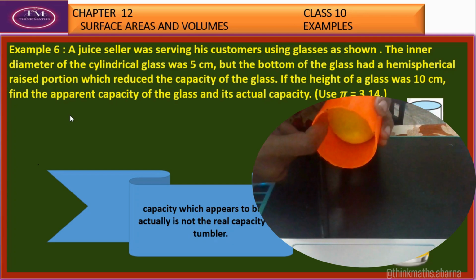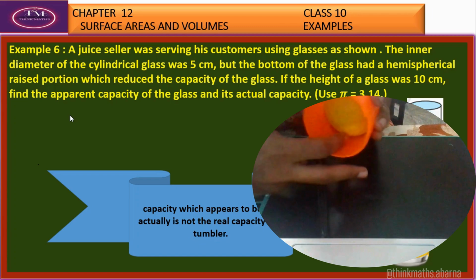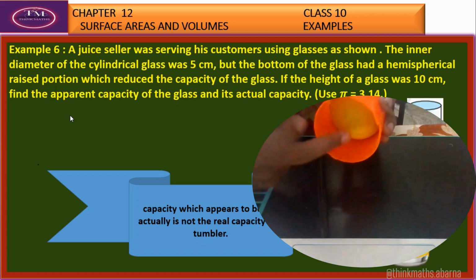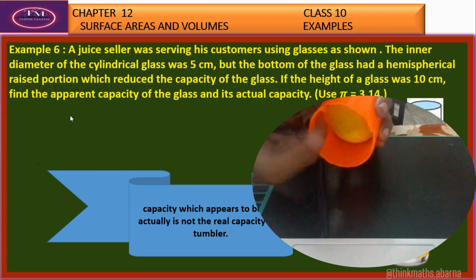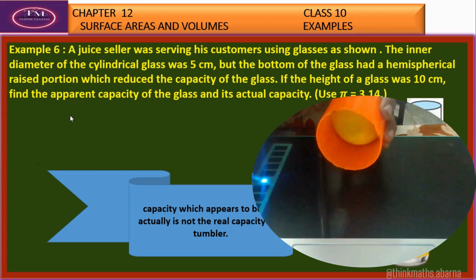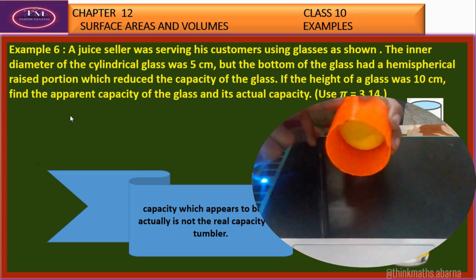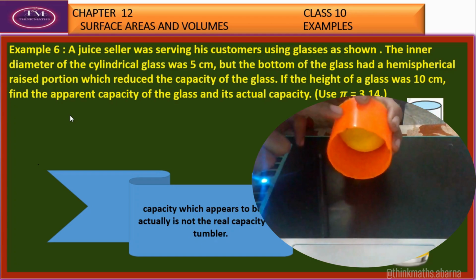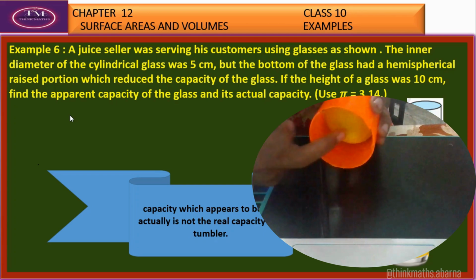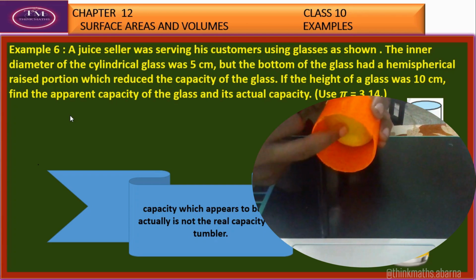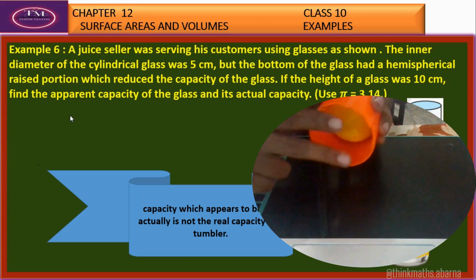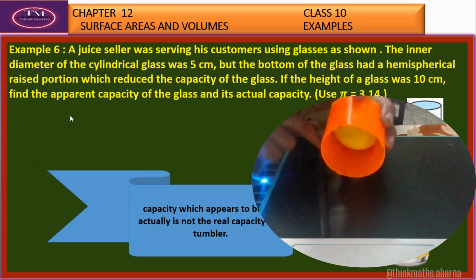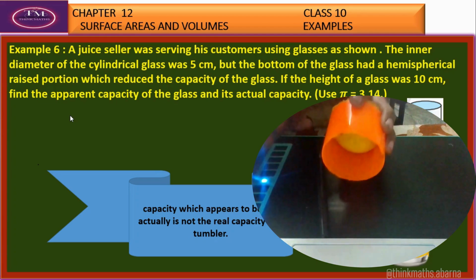So when you pour juice into it, there will be some reduction in juice. This space is occupied by the hemisphere, so the juice will not occupy this hemispherical space. So actual capacity will be, from the volume of the cylinder, we have to take out the volume of the hemisphere. If we take out this volume of hemisphere, we will get the actual capacity. I hope you can understand the difference between apparent capacity and actual capacity.